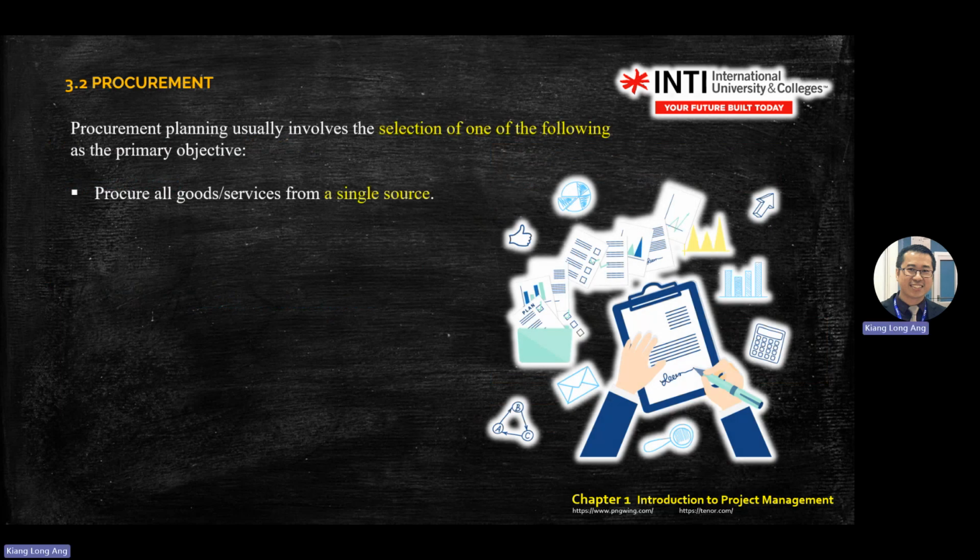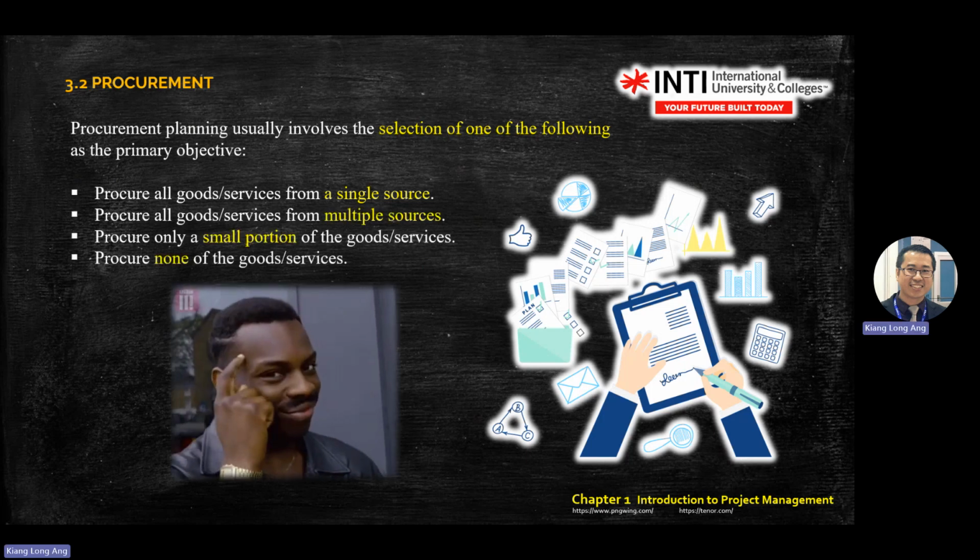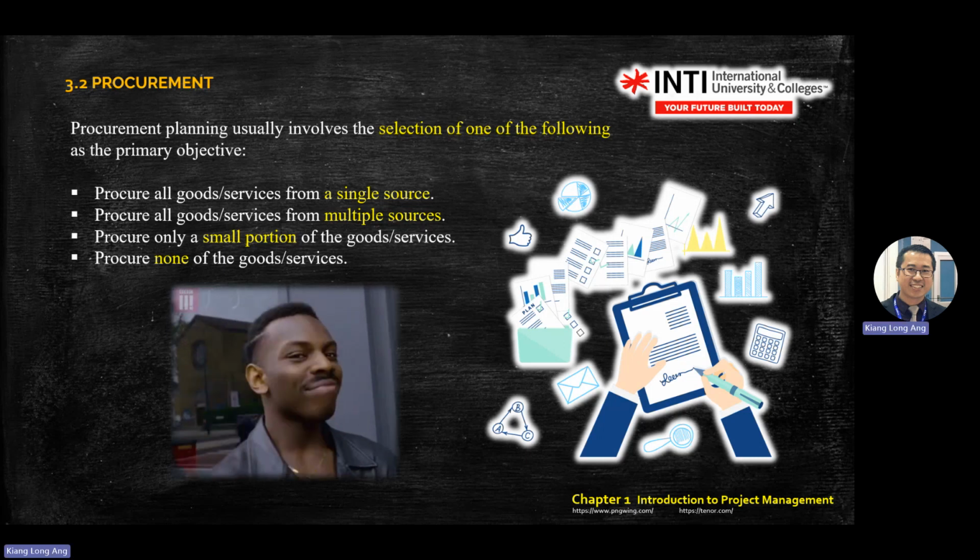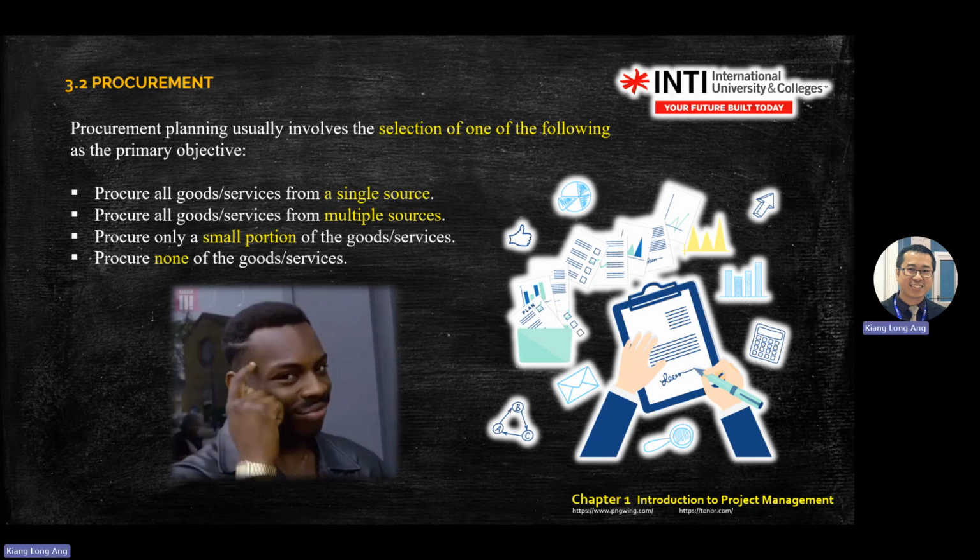Okay, then the primary objective of procurement. It can be either one of these. Meaning you buy from one source, you outsource with one vendor, and that vendor does everything.